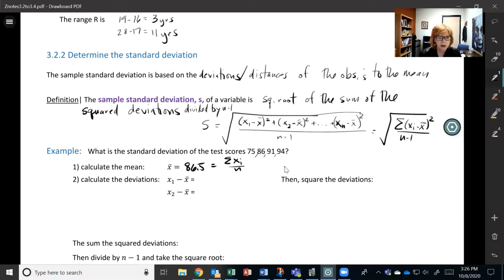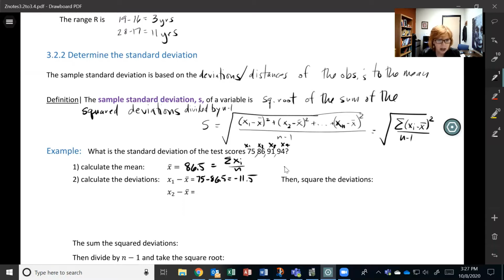So what are my deviations? The deviations are the distances to the mean. We call this one x1, this one x2, this x3, and this x4. So x1, how far is 75 from the mean? 75 is 11.5 below the mean. So this is 75 minus 86.5. This is minus 11.5.